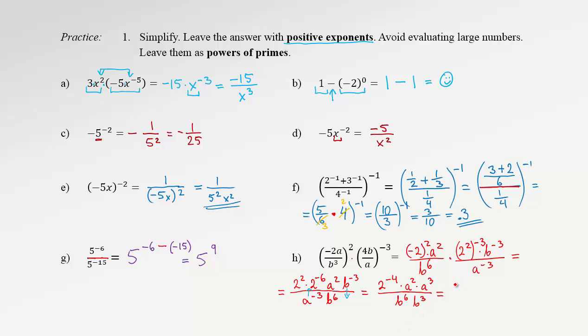So overall we have a squared times a cubed is a to the, add exponents, so it's 5. Now this 2 to the negative 4 can be written in the bottom as 2 to the 4. And b to the 6 times b to the 3, add exponents, so it's b to the 9. So that's the final answer. If you want to, it's okay to write a to the 5 over 16 b to the 9, but it's not necessary to evaluate this 2 to the 4. So the answer can be left this way or that way, doesn't matter.